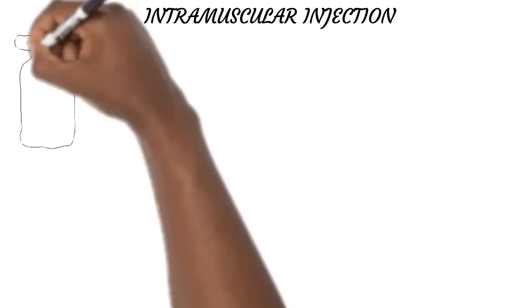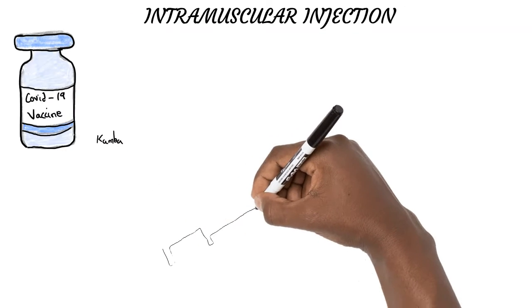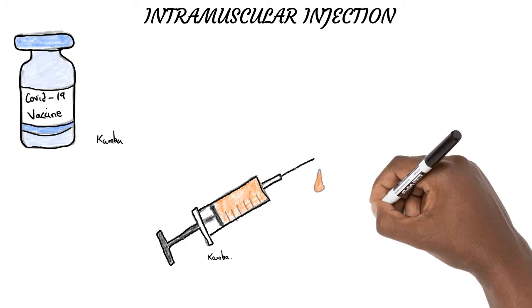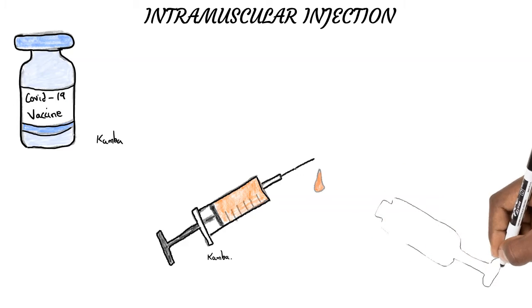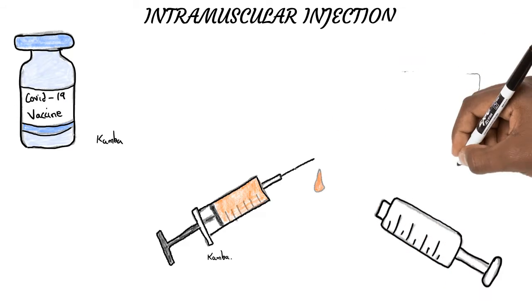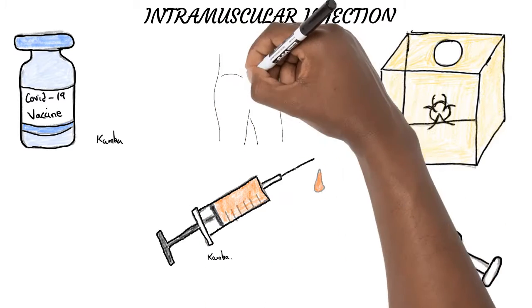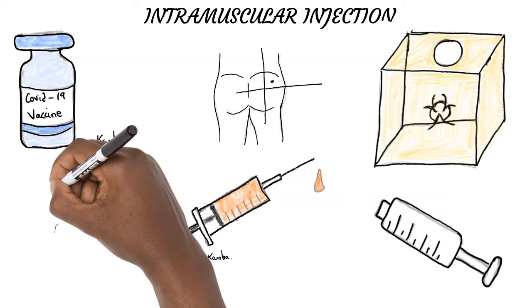This clinical skills video is about intramuscular injection. We will talk about the procedure step by step, the 7 rights of injection, as well as the complications, contraindications, and indications of intramuscular injections.